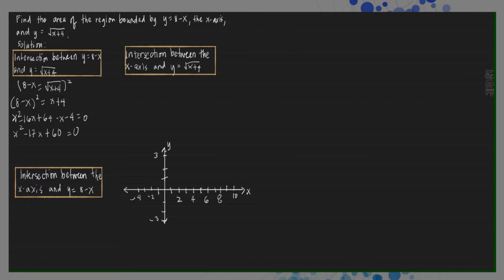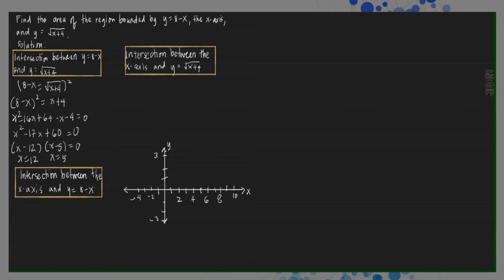And then we factor this, giving us (x minus 12)(x minus 5). And we equate each factor to 0, giving us x equals 12 and x equals 5. Now, we need to find the y-coordinate corresponding to these x-coordinates that we obtained. And we must check whether we will be getting the same result if we substitute the value of x into y equals 8 minus x and y equals square root of x plus 4.